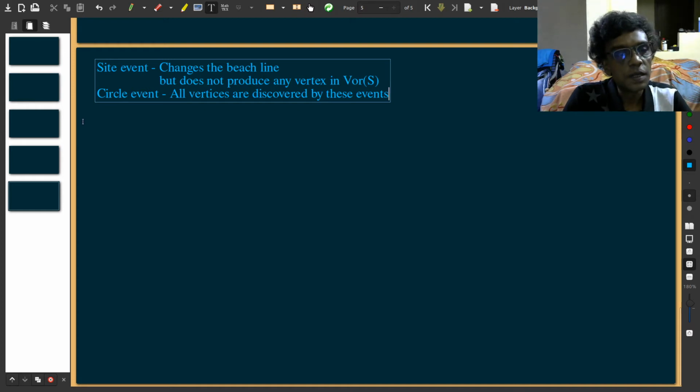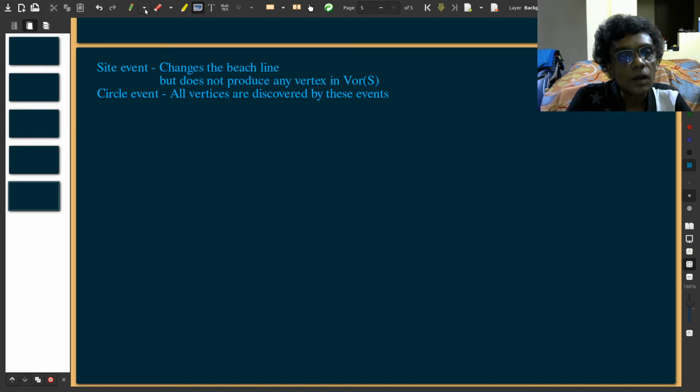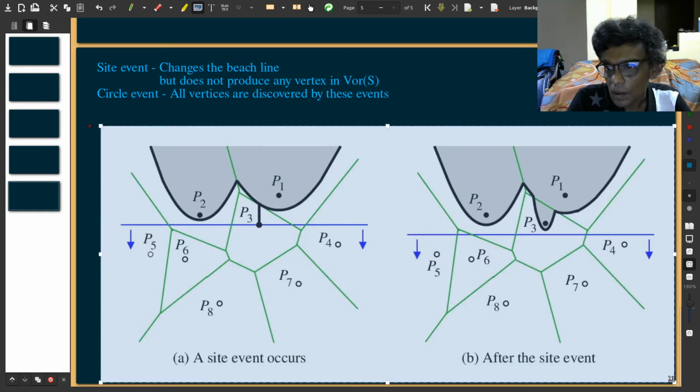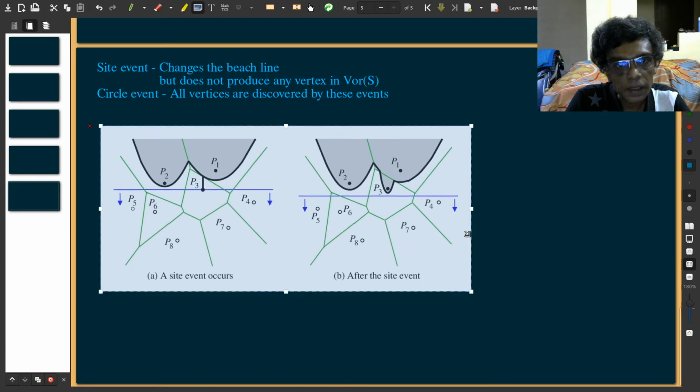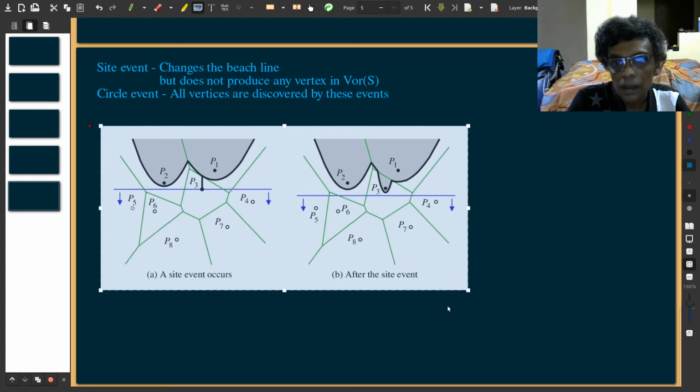So let me introduce what a site event is. Let me first introduce it because it's an easier event. Then we will see what a circle event is. Then we will elaborate how we can handle each of these events. Okay, so I will bring a picture again. Site event.